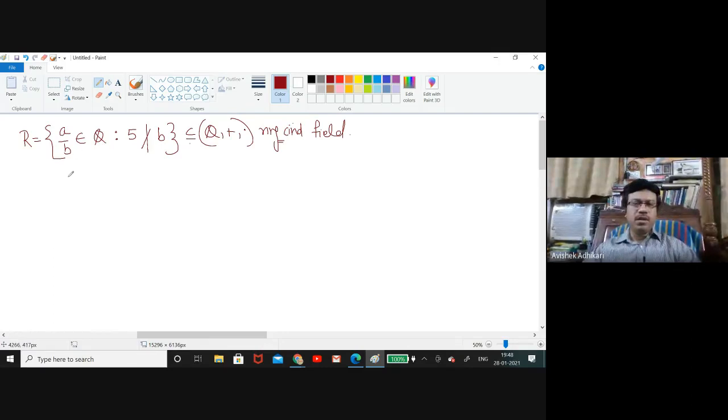For example, say 1 by 3. Does 1 by 3 belong to R? Of course, because 5 does not divide 3. Okay, can you tell me whether, say, 5 by 15 belongs to R or not? Can somebody tell me whether 5 by 15 belongs to R or not?